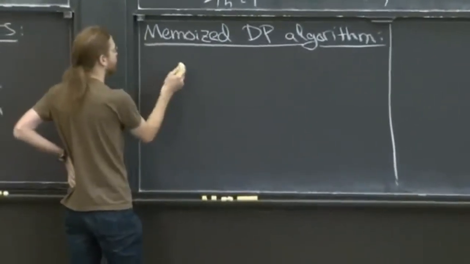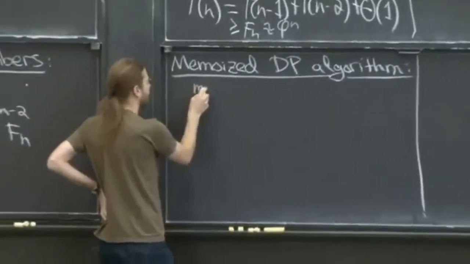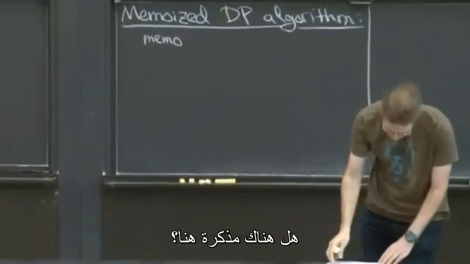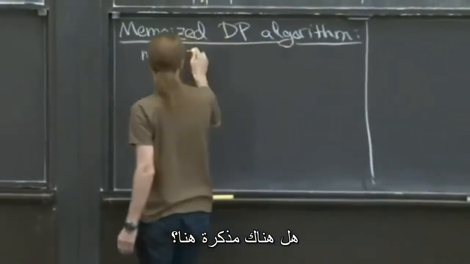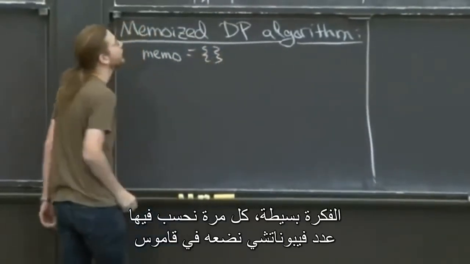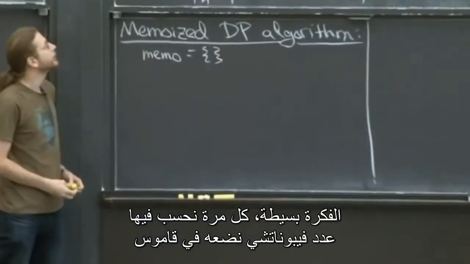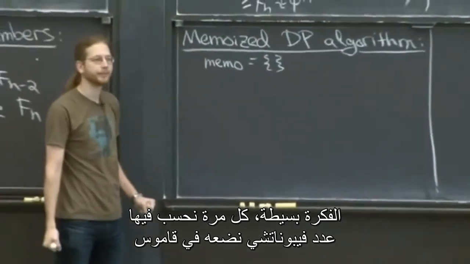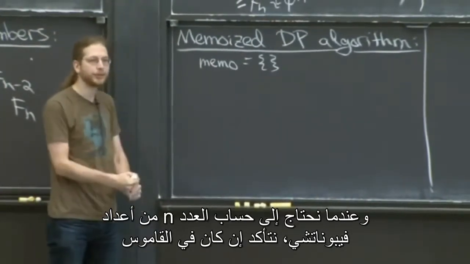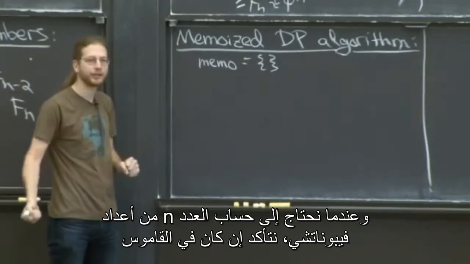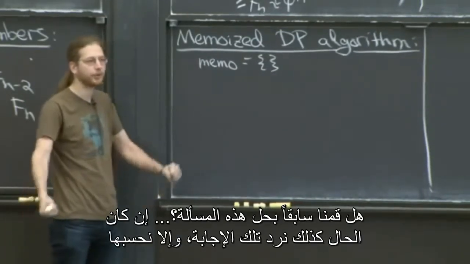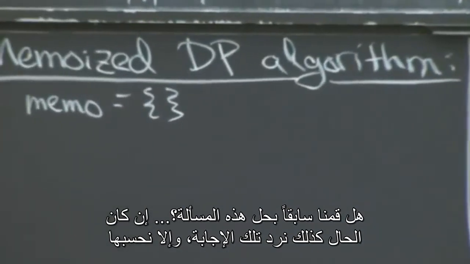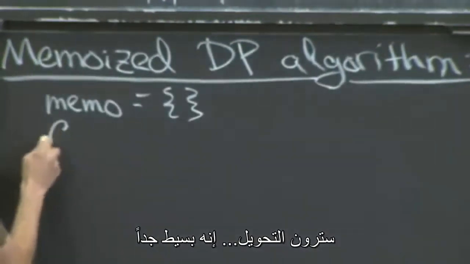So, did I settle on using memo in the notes? Yeah. The idea is simple. Whenever we compute a Fibonacci number, we put it in a dictionary. And then when we need to compute the nth Fibonacci number, we check, is it already in the dictionary? Did we already solve this problem? If so, return that answer. Otherwise, compute it. Okay, you'll see the transformation is very simple.